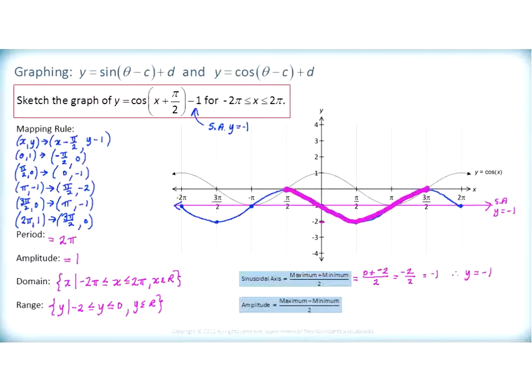As well, the amplitude can be determined by using the formula. The maximum value is 0 minus -2, divided by 2. That equals +2 over 2, so the amplitude here is still equal to 1.